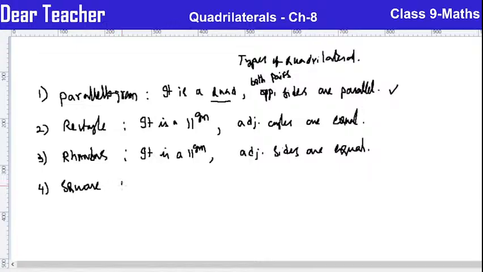So next comes the square. In square, both 2 and 3 exist. That means adjacent angles and adjacent sides are also equal. So it is a parallelogram.